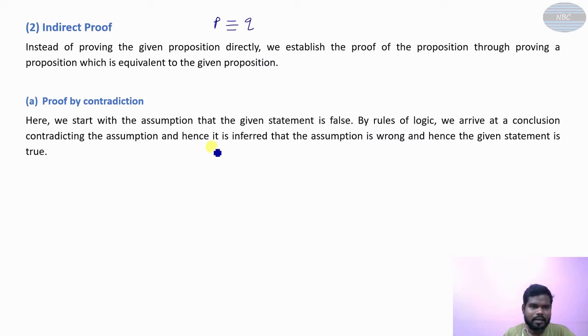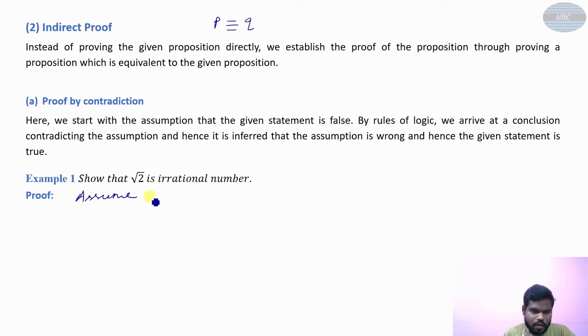To clearly understand proof by contradiction, let us take an example: root 2 is an irrational number. Let's suppose it is false. Then assume that root 2 is a rational number. Now we have to find a statement contradicting this assumption, and hence the assumption will be wrong and the original statement will be true.